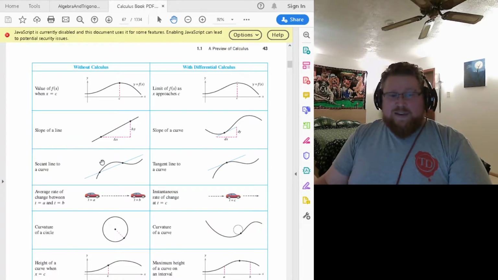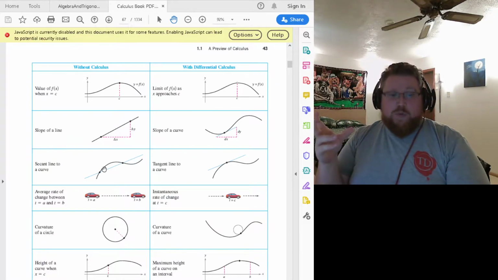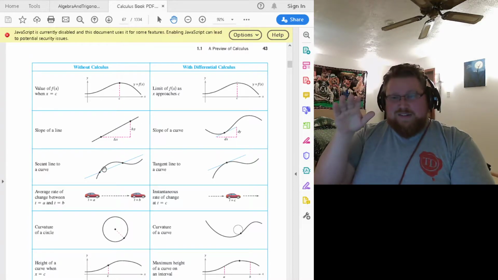Similarly, without calculus you can determine things called secant lines. A secant line indicates the line in between any 2 points on a curve. Calculus deals with tangent lines, where it says, okay, what's a line that matches the slope precisely at one spot?